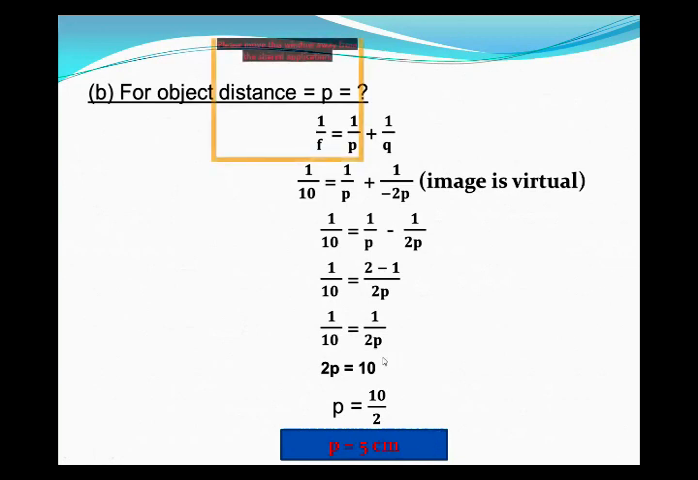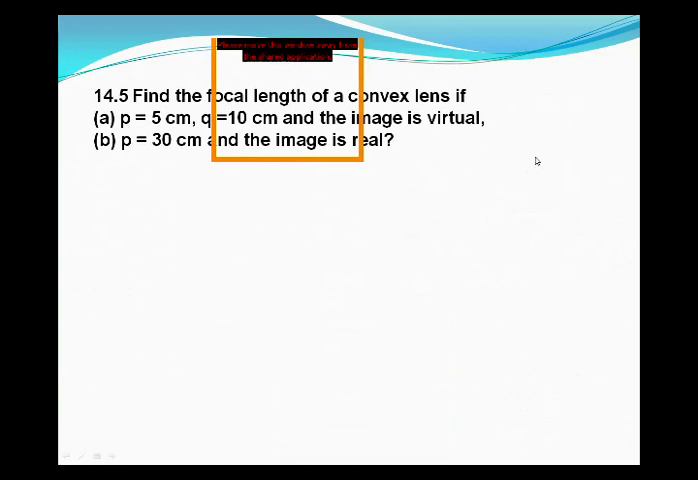So here we can say if the image is virtual, then the object distance will be equal to 5 centimeter. I hope so, student, you will understand this numerical. Now we are going to find out the next value from numerical 14.5.